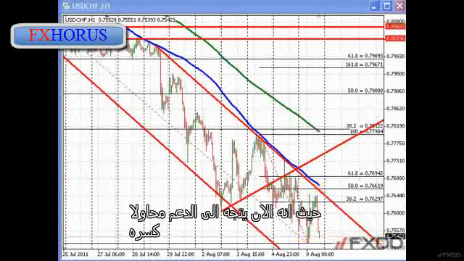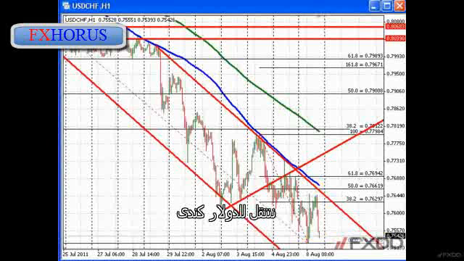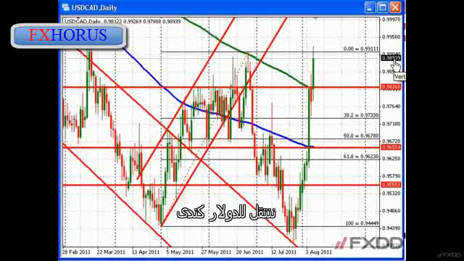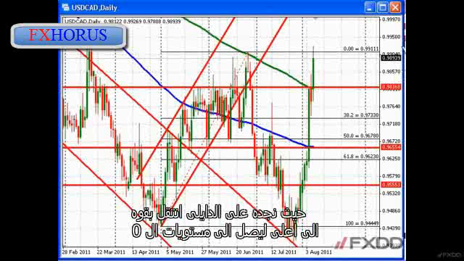Let's take a look at the dollar versus Canada. Dollar versus Canada has been moving sharply to the upside. Why? Oil prices are down quite sharply. The idea that the global recession is going to lead to lower oil prices down the road has the dollar Canada moving to the upside, Canadian dollar weaker.